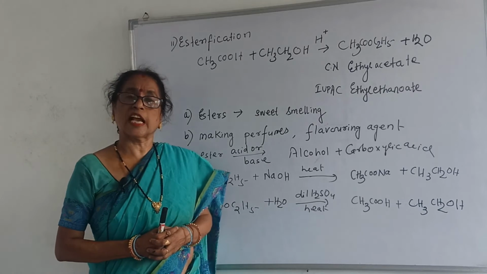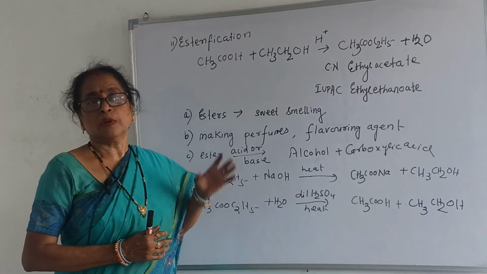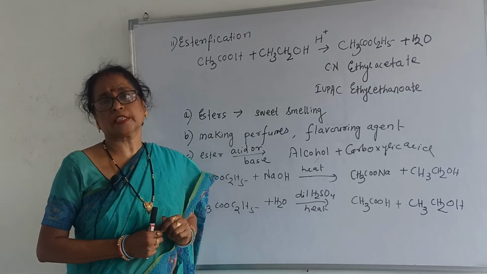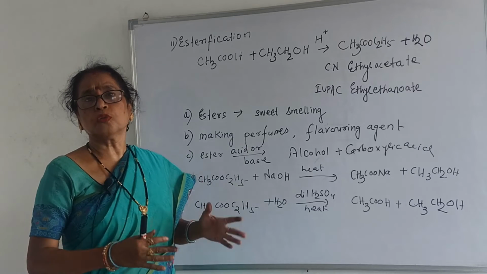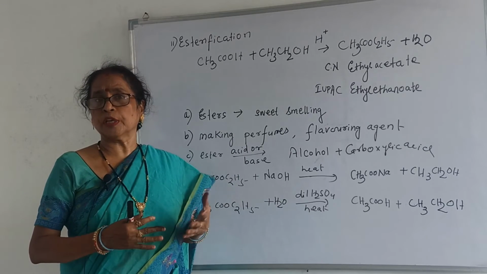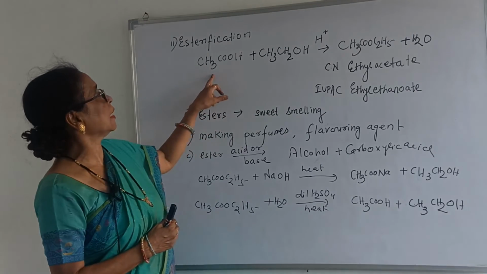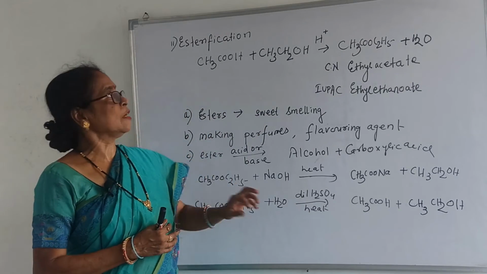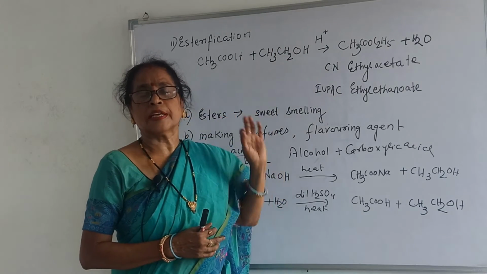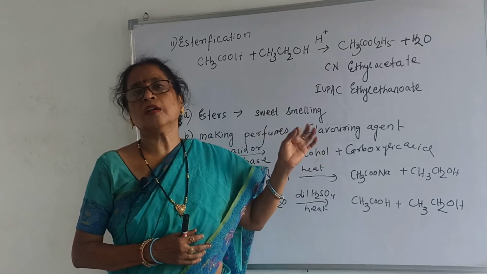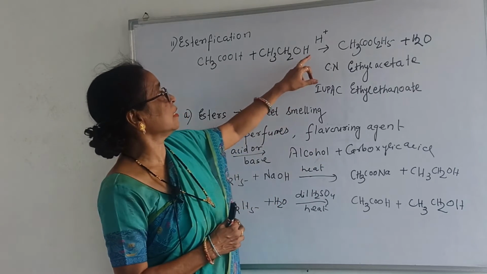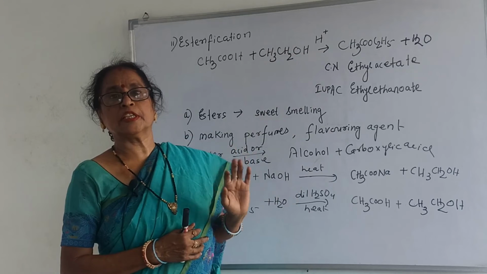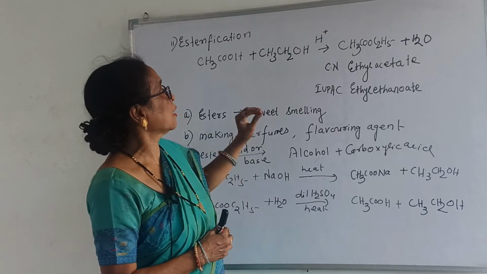The next reaction is esterification. What is esterification? To form an ester. How can you get an ester? That is from acid and alcohol. When acid and alcohol both react in the presence of an acid, they give ester and water.